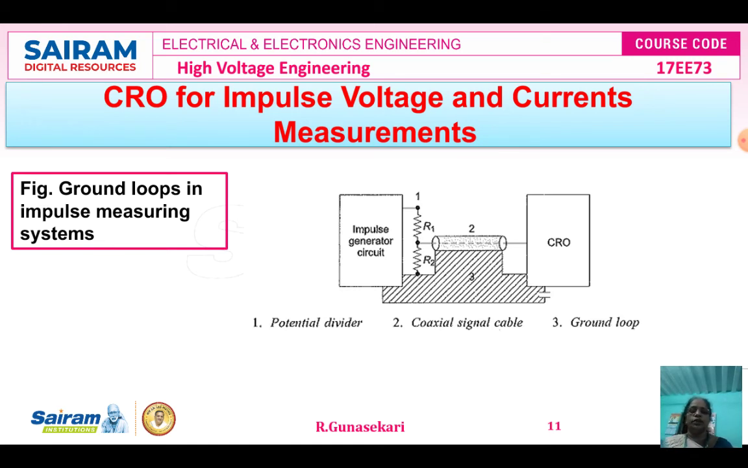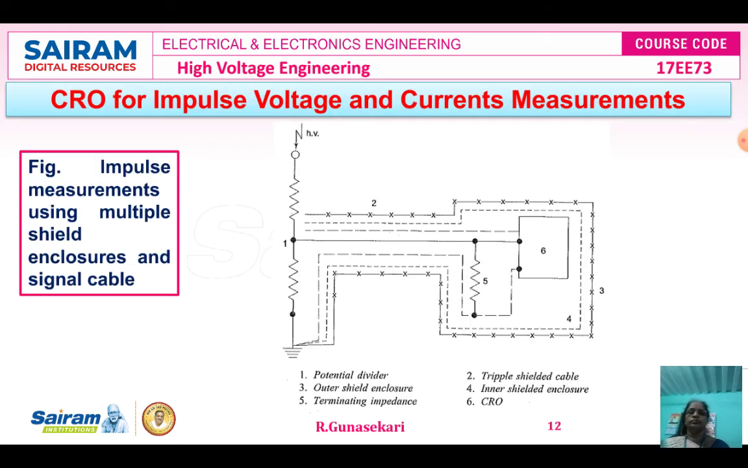Now see the circuit diagram. It consists of the impulse generator circuit, CRO, and the resistances R1 and R2. 1 represents the potential divider, 2 represents the coaxial cable, 3 represents the ground loop. Now you see the circuit diagram. This is nothing but the impulse measurement using multiple shield enclosures and signal cable.